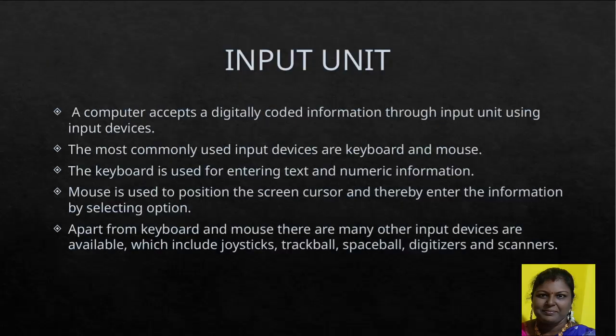Let's talk about how a computer takes in information. It all starts with the input unit, which uses devices to feed data into the system. The most familiar ones are the keyboard and mouse. We use the keyboard to type text and numbers, while the mouse helps us move the cursor and select options on the screen. But there's more. Joysticks, trackballs, digitizers, and scanners also play a role in getting information into the computer. Each device has its own way of connecting us to the digital world.